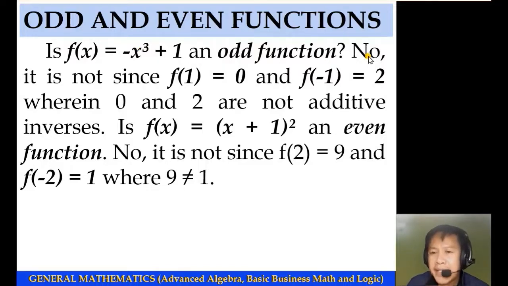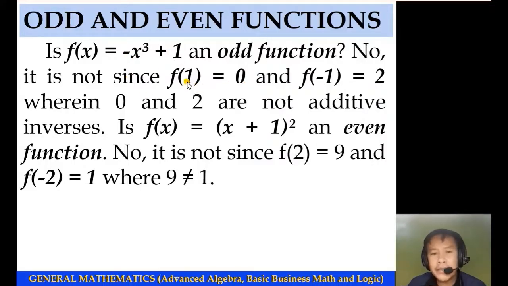And the answer is definitely no, because if we are going to consider one value of x, and that is 1, and we are going to substitute to f of x is equal to negative x raised to 3 plus 1, the result is equal to 0. Why 0? Because negative quantity 1 quantity raised to 3 is equal to 1 times 1 times 1 is equal to 1. Times negative 1 is equal to negative 1. Then negative 1 plus 1 is equal to 0.